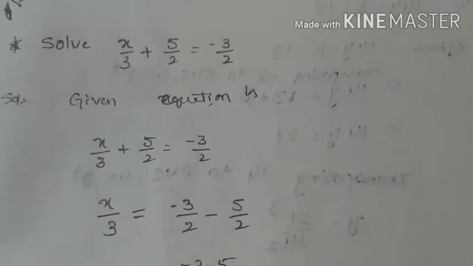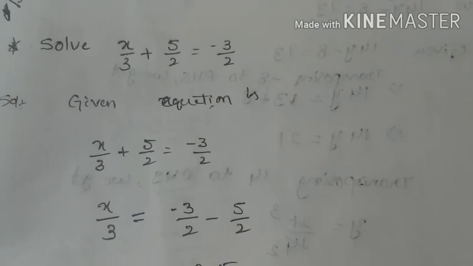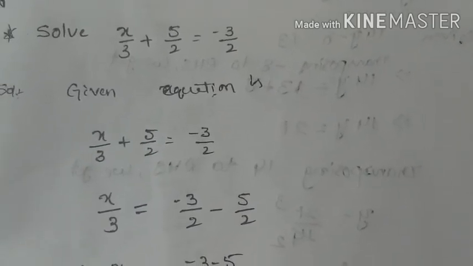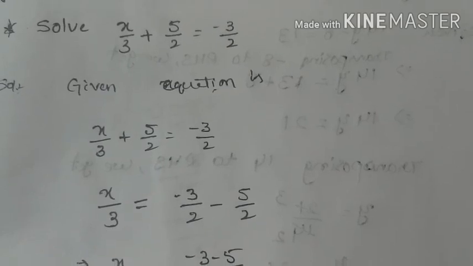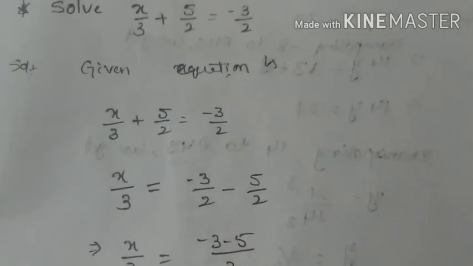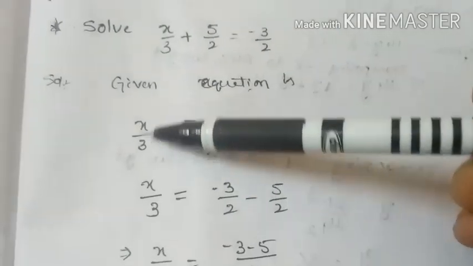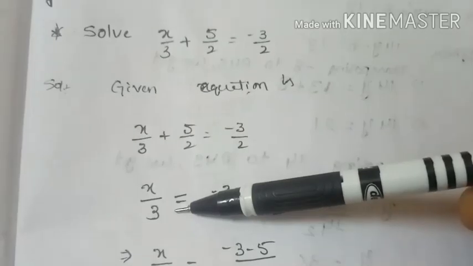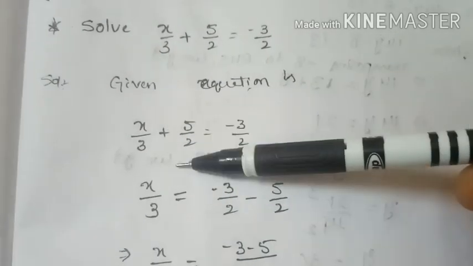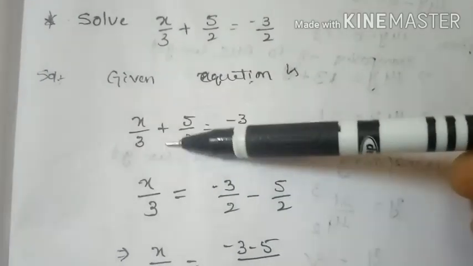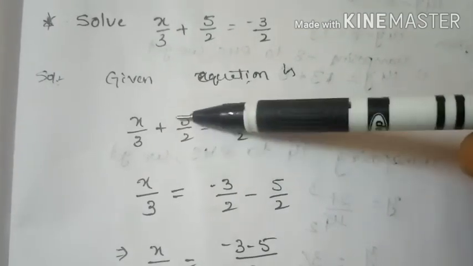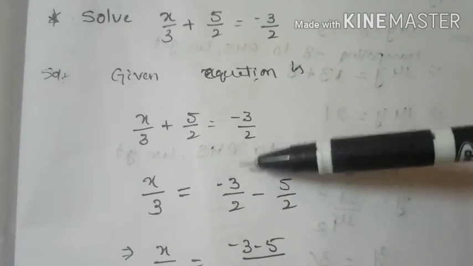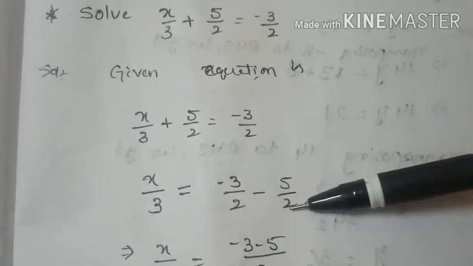Solve x by 3 plus y by 2 is equal to minus 3 by 2. So the given equation is x by 3 plus 5 by 2 is equal to minus 3 by 2. So we should leave the variable value on the left hand side. Okay, x by 3 is equal to... if you transpose plus 5 by 2, it becomes minus 5 by 2. So that is equal to minus 3 by 2 minus 5 by 2.